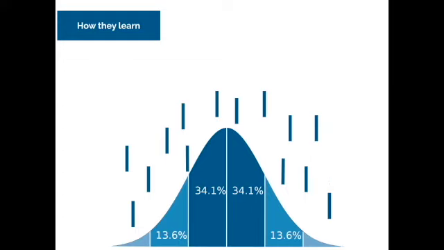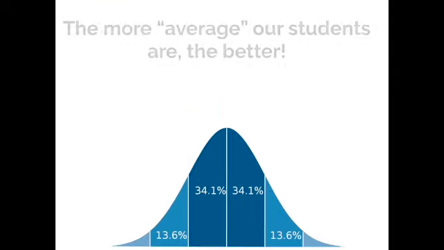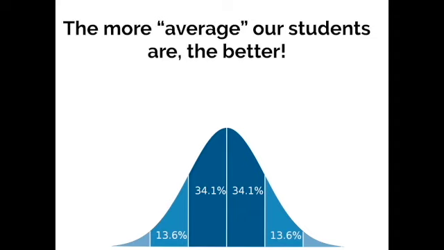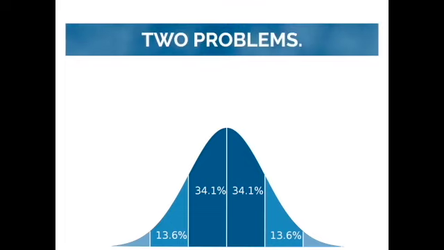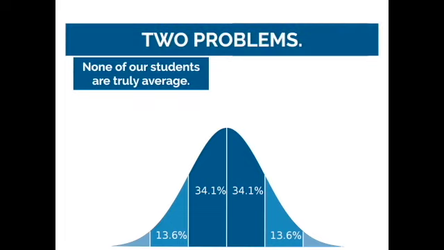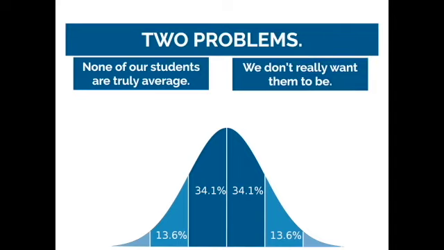Nevertheless, we haven't designed for the students who are further away from the average. We only designed for that average student. So those who are different are less likely to be successful in this course. So this mantra, this hidden mindset that the more average our students are, the better, has two big problems. Number one, none of our students are truly average. And number two, I don't think we really want them to be.